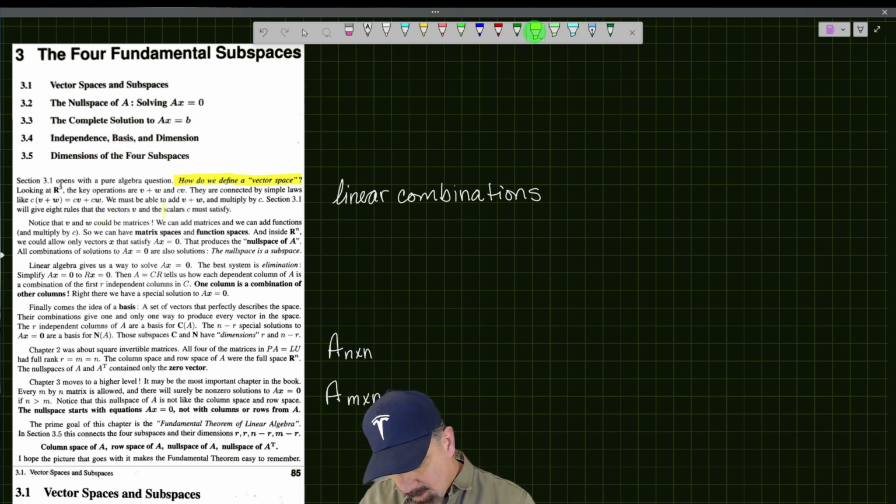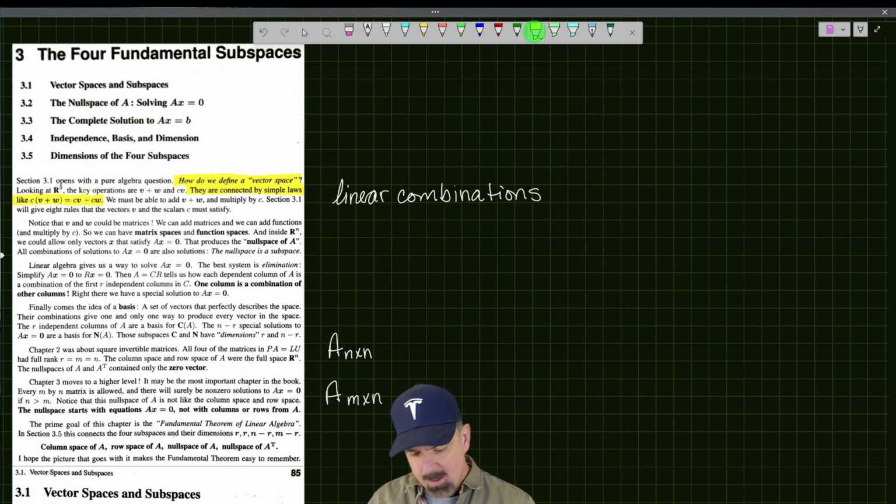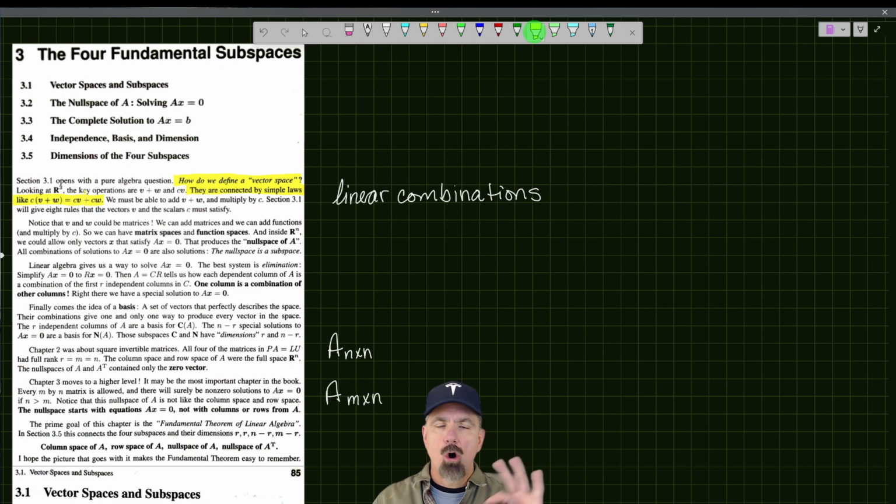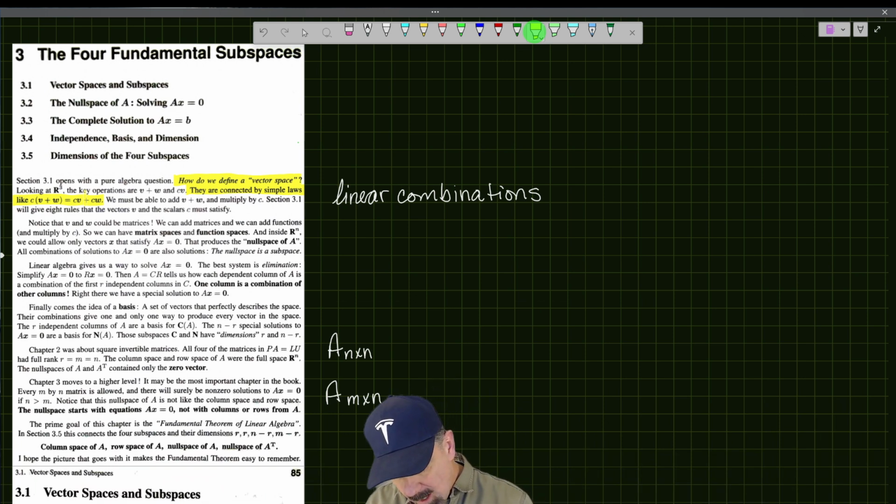Let's see. So, the key idea, and he makes this comment, the key idea is the connection to the simple laws of linear combinations. It's all about linear combinations. And we will see that the vector spaces are really defined by these linear combinations and making sure that they satisfy a preset group of properties. A little bit more commentary here.